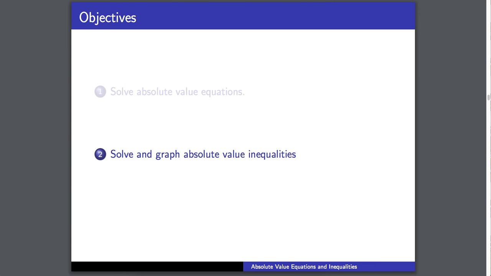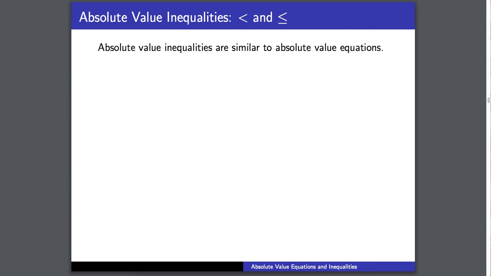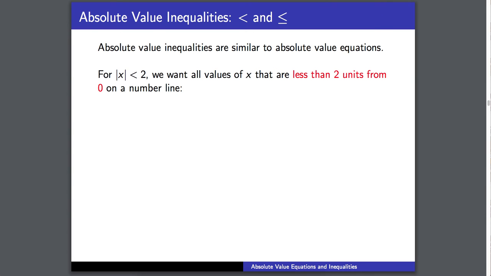All right, in this video, we're going to introduce how to solve absolute value inequalities. So we'll start with absolute value inequalities that involve less than and less than or equal to symbols. Absolute value inequalities are similar to absolute value equations.